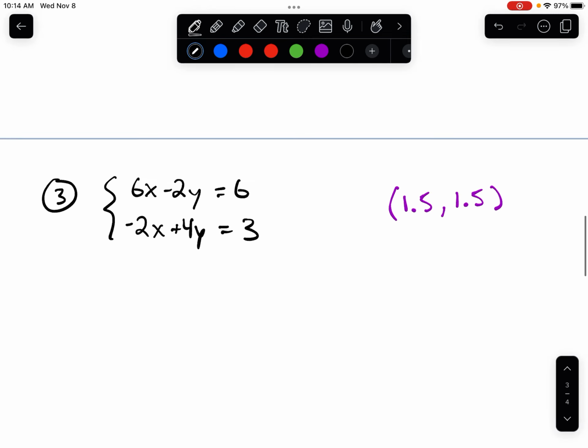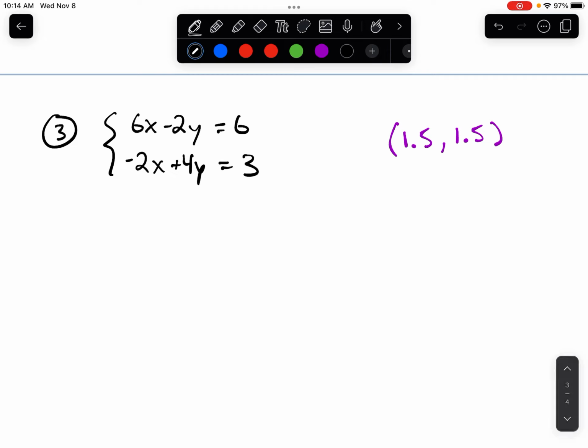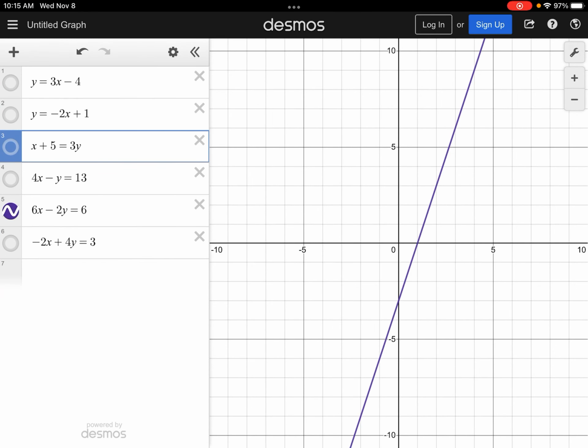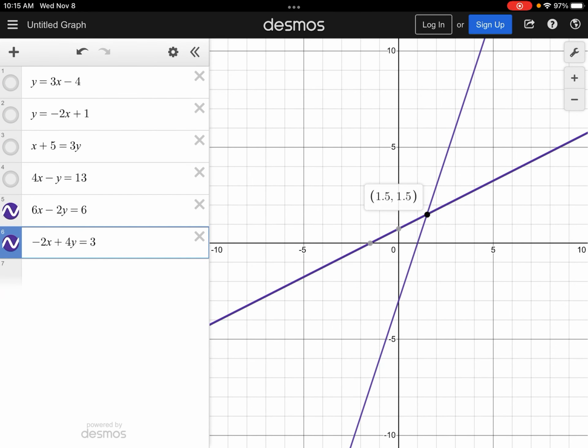And then the last one, we see that they intersect at (1.5, 1.5). So if we look at the graph here, I graphed both these lines, and if we look, we do see that they intersect at (1.5, 1.5).